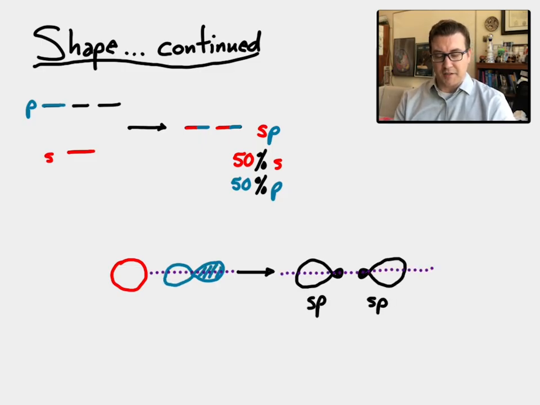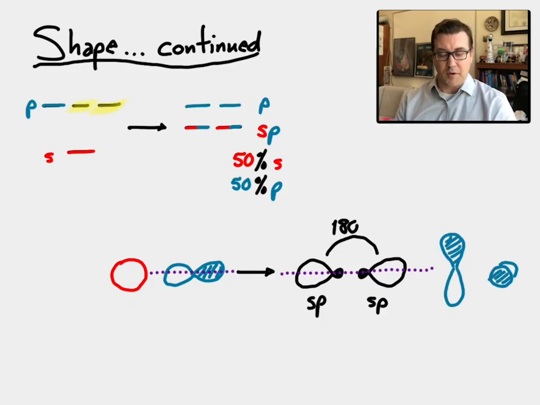And so if we're looking at the shape of s and p, because we're only using one p, and let's say we're using p along this purple line axis, the new sp orbitals would also be in this purple line axis. But we also have some leftover orbitals, 2 p orbitals, and they both remain orthogonal to the original sp orbitals. So the orientation is 180 degrees, so things that are bound in sp orientation are 180 degrees away from each other. But the remaining p orbitals are 90 degrees, and we'll see what that looks like in the following slide.